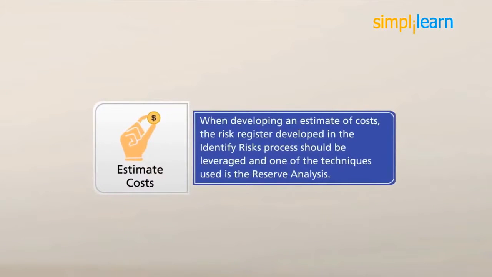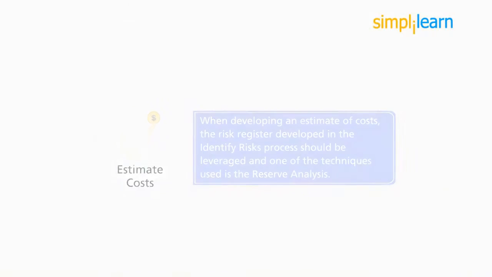When developing an estimate of costs, the risk register developed in the Identify Risks process should be leveraged, and one of the techniques used is the reserve analysis. Cost estimates can include a contingency reserve to account for the known unknown risks that might affect project costs. The contingency reserve can be used by the project manager if any of the risks materialize.